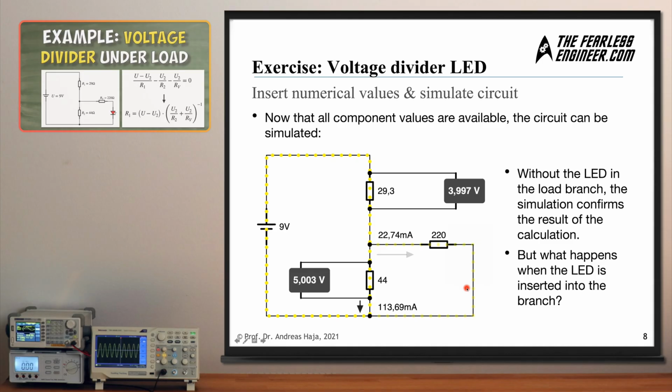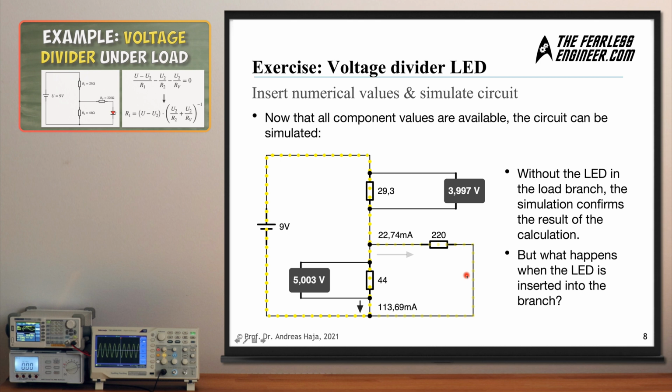Okay, and here comes the answer. If we insert the LED into this branch here, we increase the resistance of this branch. We increase it because the LED is a nonlinear component whose resistance depends on the voltage drop across the LED terminals, and we do not fully know at this point in time how large the voltage drop across the LED will be if we insert it here, simply by looking at the circuit.